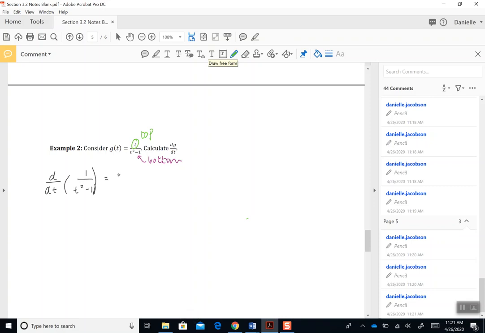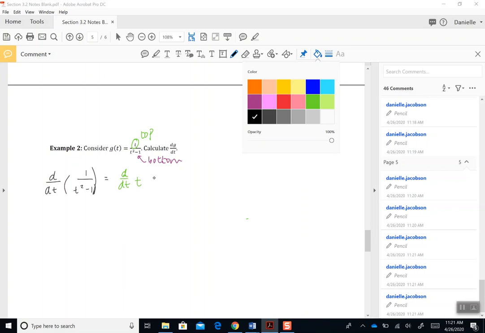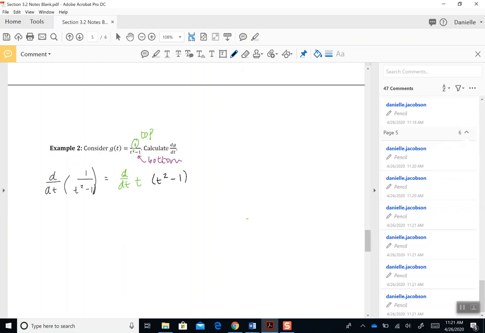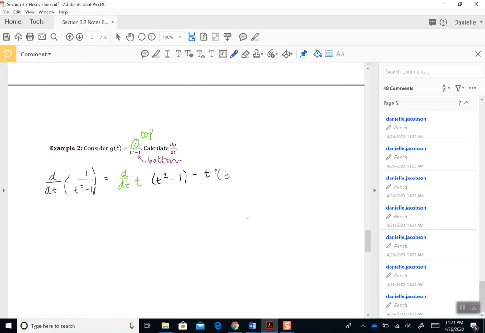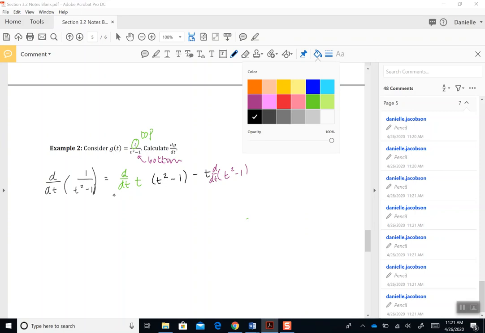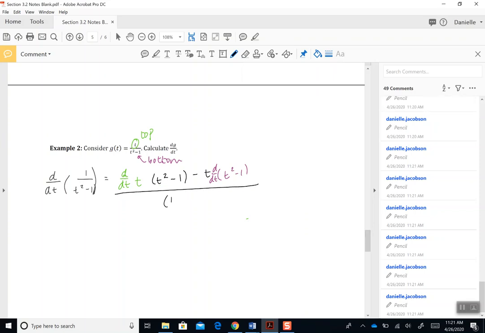Okay. So anyway, derivative of the top is t prime. Shoot, forgot I was using Leibniz notation. So the derivative of the top is d/dt of t, times the bottom, times t squared minus 1, minus the top, t, times the derivative of the bottom, d/dt of t squared minus 1. And we're going to put all of that over the bottom squared. Okay, so we have t squared minus 1 squared on the bottom.